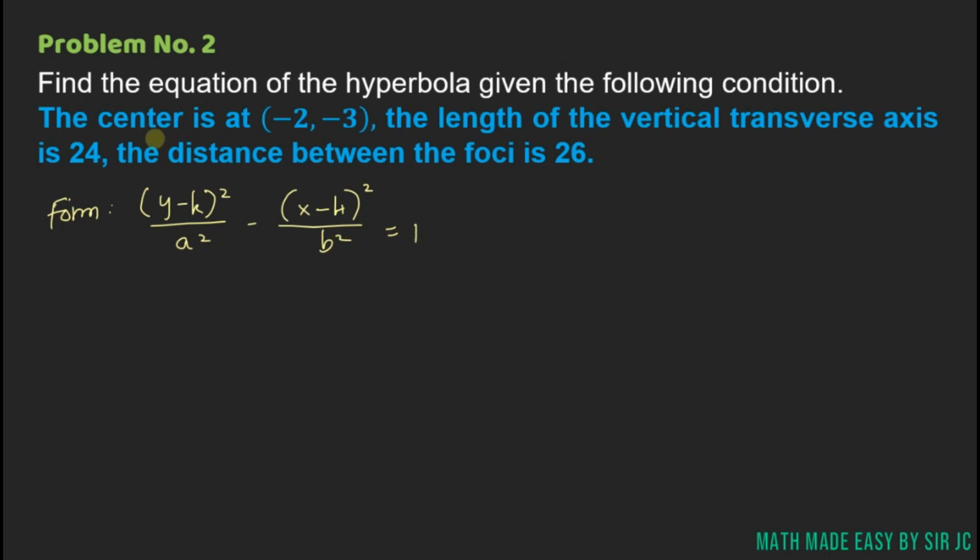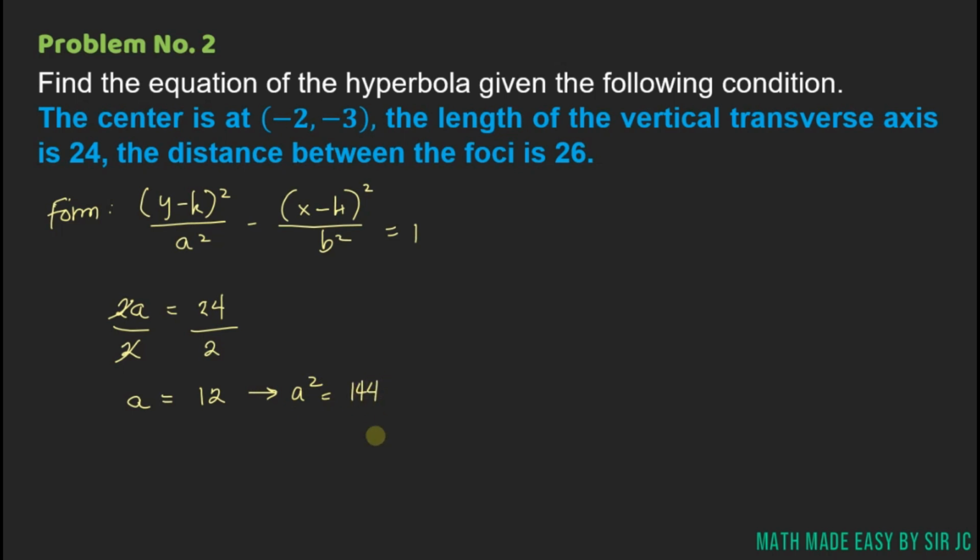Okay, we already have the center, so we need to find the values of a and b. The length of the vertical transverse axis is 24. We know that the length of the transverse axis is denoted by 2a. Therefore, 2a is equal to 24, and thus a is equal to, dividing both sides by 2, 24 over 2, 12. It follows that a² is equal to 144.